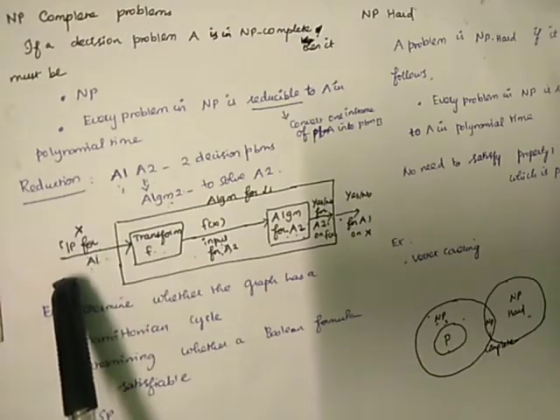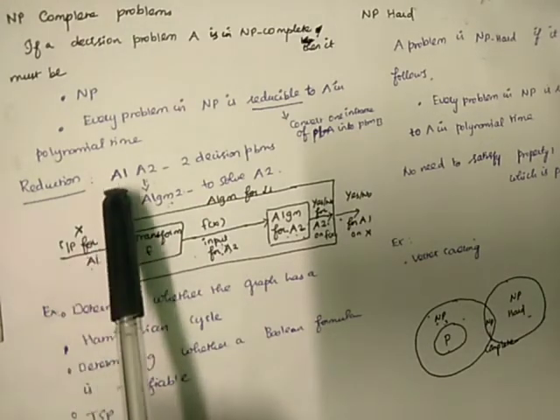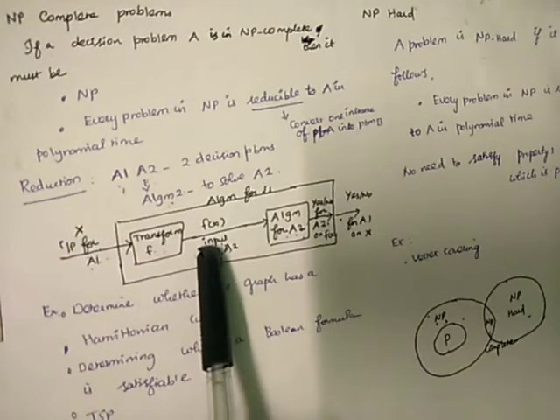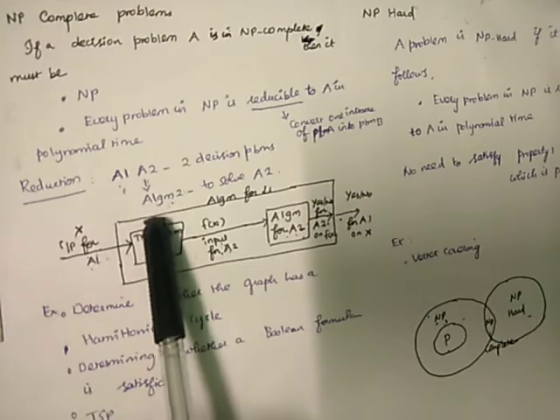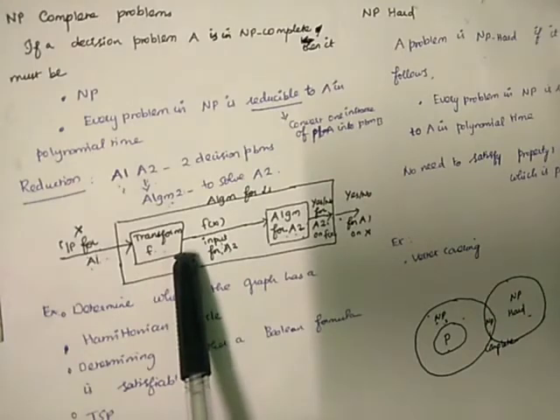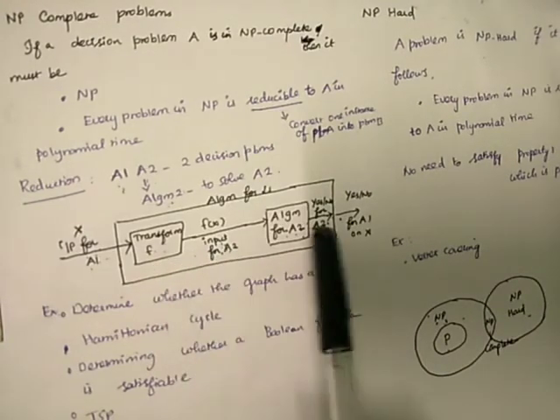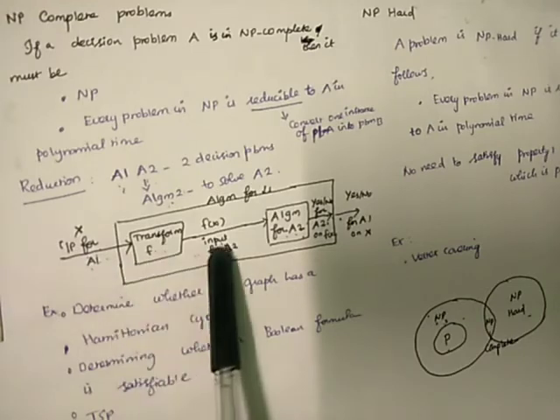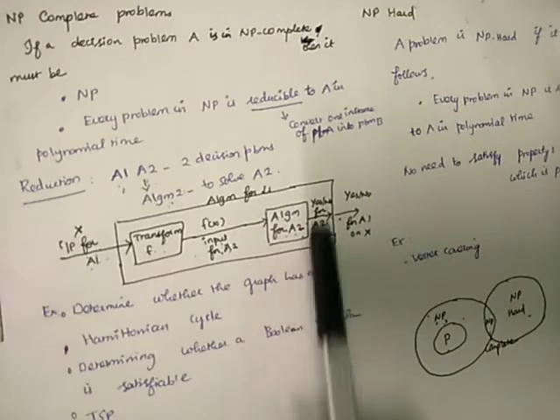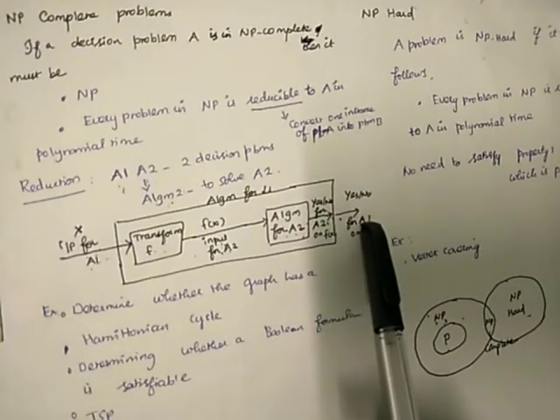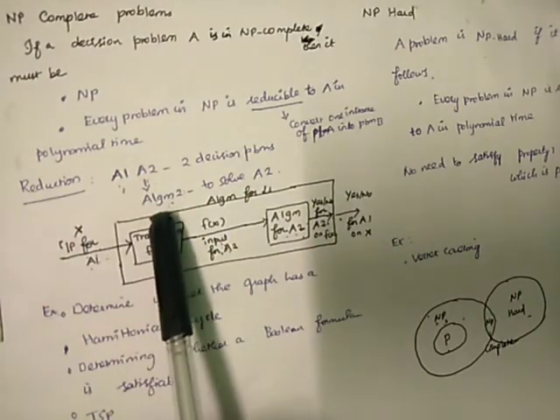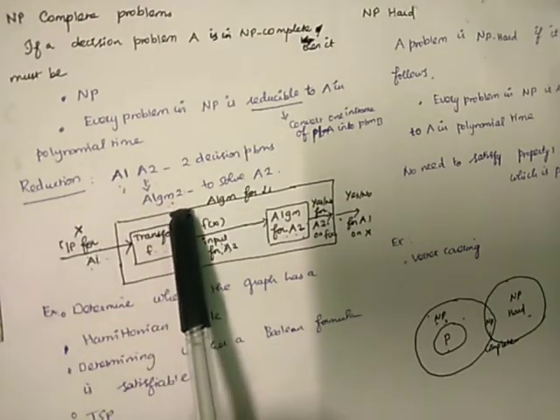If we are having the scope to convert the instances of the unknown problem A1 to known problem A2 input, then the known problem A2 can be solved by algorithm 2 within polynomial time through a transformation function f. At the same time, this conversion or transformation should be done in polynomial time. Then the result from algorithm 2 can be taken as the result for problem A1. Hence, the problem A1 can be solved by algorithm 2.